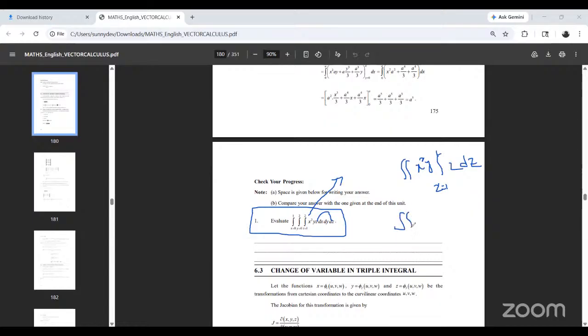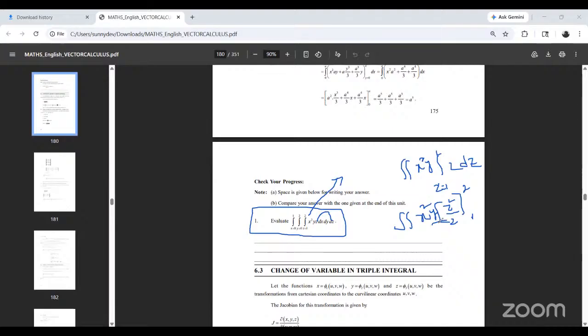So the double integration of x square y z square, y from 1 to 2. So that is 4 by 2, 2 minus 1 by 2. After that, again, we have to do the integration with y. So if you are doing the integration with y, same procedure.